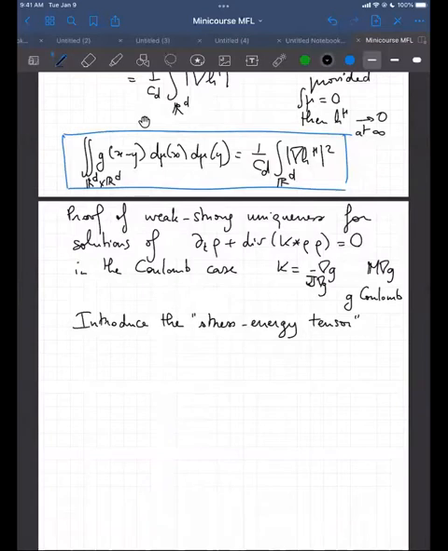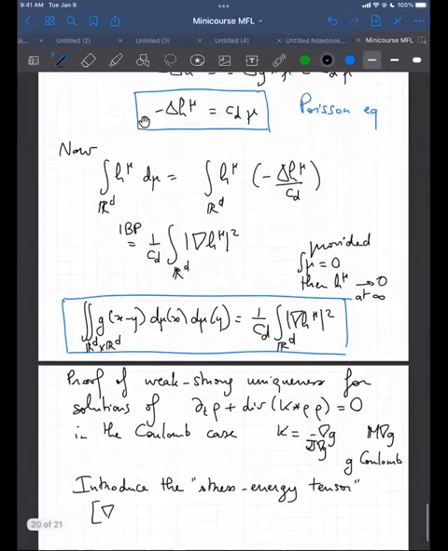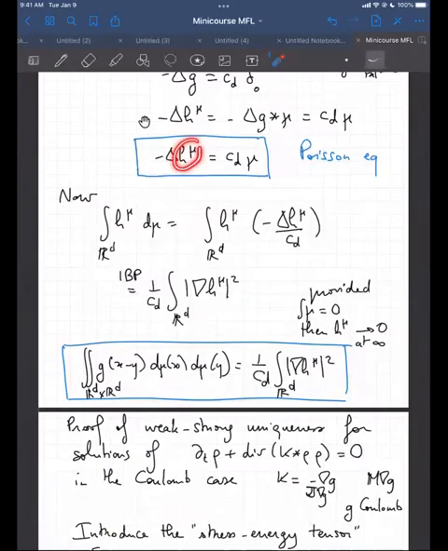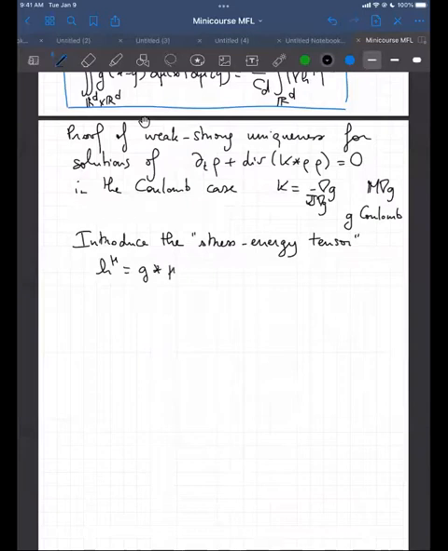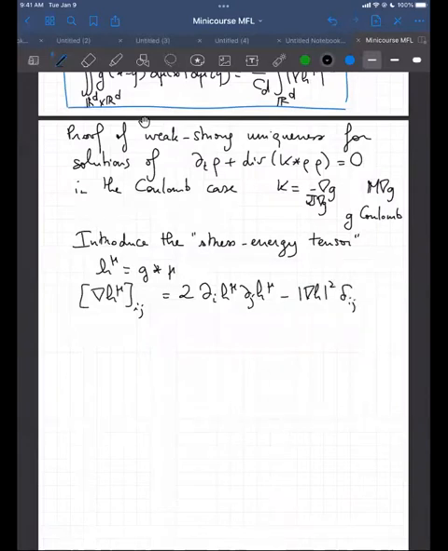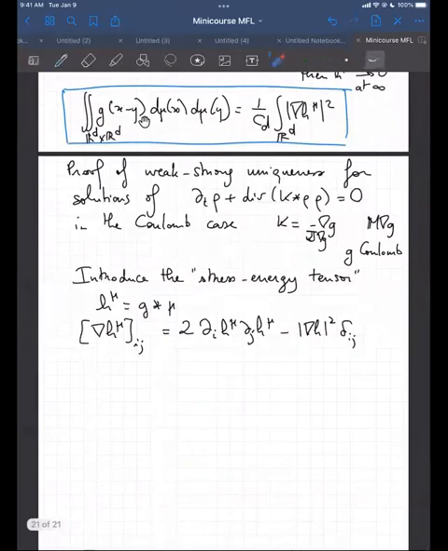And here in this particular case, it takes this form. So I continue using this notation: H superscript mu for G convolved with mu. Here H mu is G convolved with mu, and the tensor, denoted with these brackets with indices i and j, is going to be 2 d_i H d_j H minus grad H squared delta_ij. This is the Kronecker symbol, so it's 1 if i equals j and 0 otherwise. You can see right away that pointwise, this thing is bounded by an order of grad H squared, so it's going to be, for example, integrable.